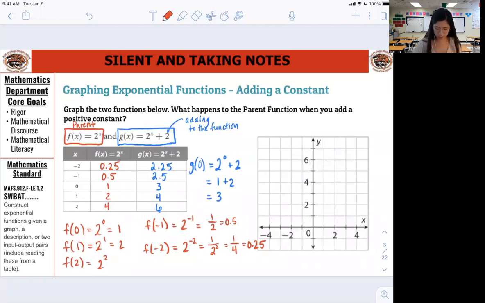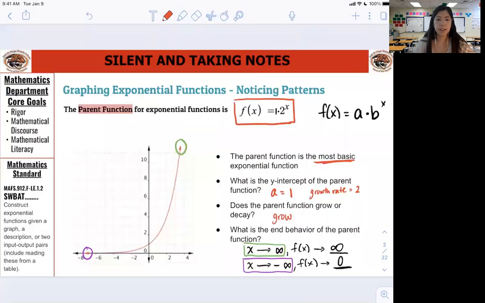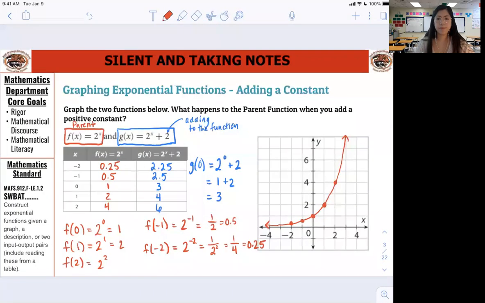So -2 comma 0.25, -1 comma 0.5, 0 comma 1, 1 comma 2, 2 comma 4. Here's f of x. We already knew what that was going to look like because f of x is just the parent function. So it looks exactly like the one I had on this slide right here. It's my parent function.